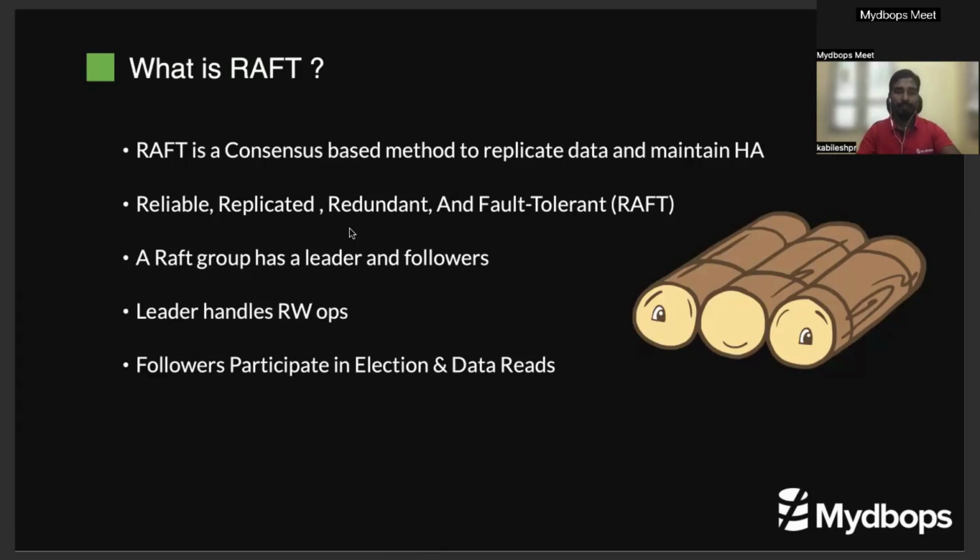So Raft forms a group. As you can see, 3 Raft. So Raft forms a group which has a leader and followers. The leader role of this Raft handles the read-write operation with respect to the Raft group, and also maintains the replication. Followers participate in the election, and also you can read the data from these followers.